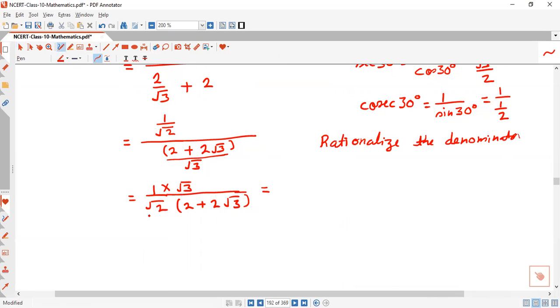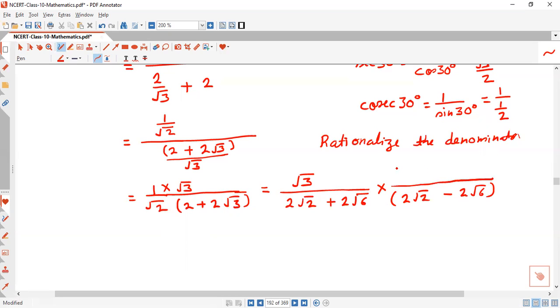First of all, this is 2 root 2. Simplify this part first. We have root 3 divided by, taking the bottom common, 2 root 2 plus 2 root 6. Okay, fine. Now I want to rationalize this function, so I multiply by 2 root 2 minus 2 root 6 in the numerator as well as in the denominator.